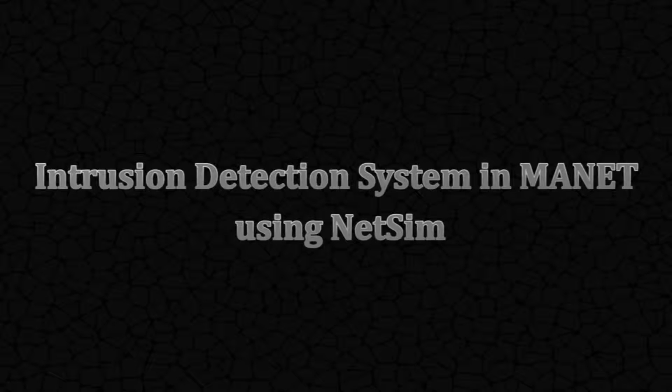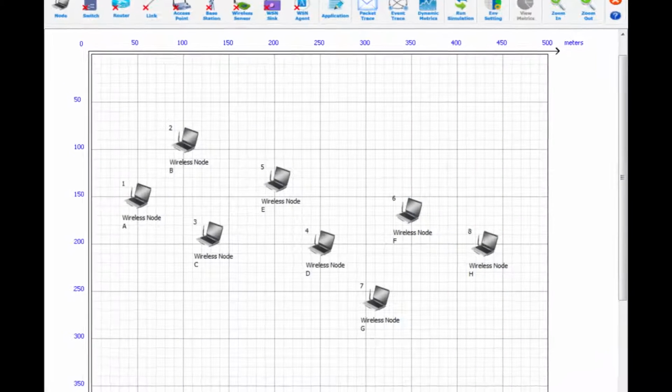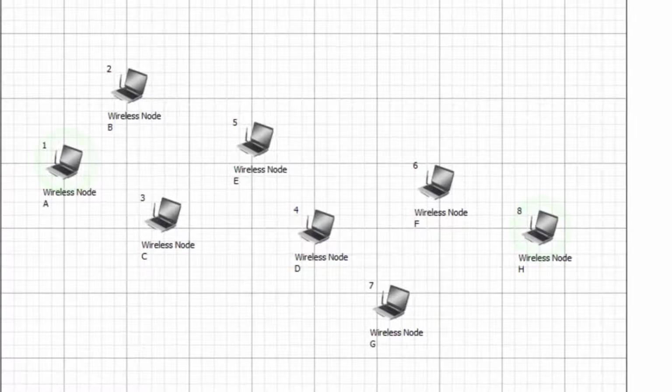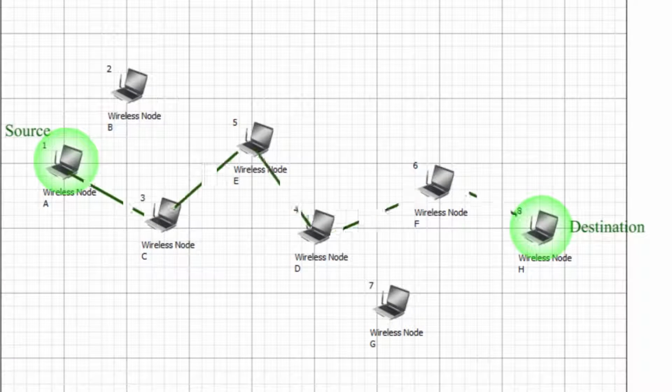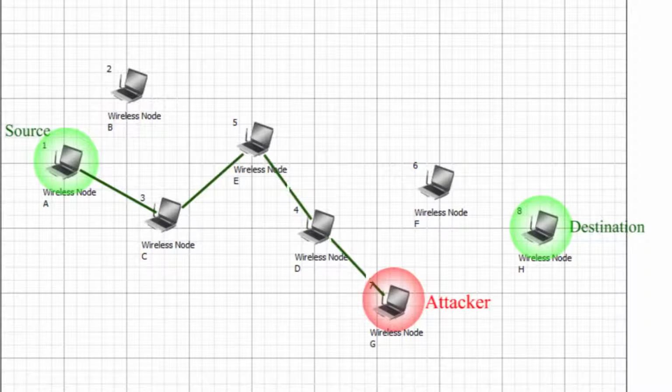In this video, we will study how to simulate the attack by a malicious node and subsequently apply the intrusion detection system as a security measure. Mobile ad hoc networks, MANETs, are vulnerable to different types of security threats that can degrade network performance. These attacks can include denial of service attacks, routing attacks, Sybil attacks, etc. An intrusion detection system is the solution to these problems.